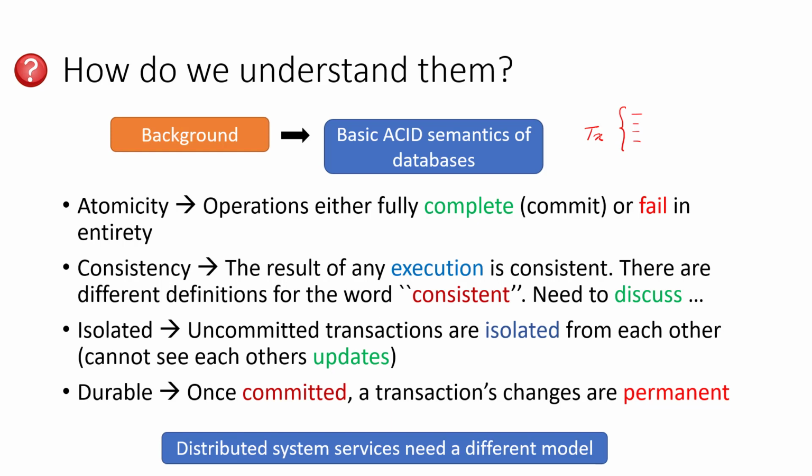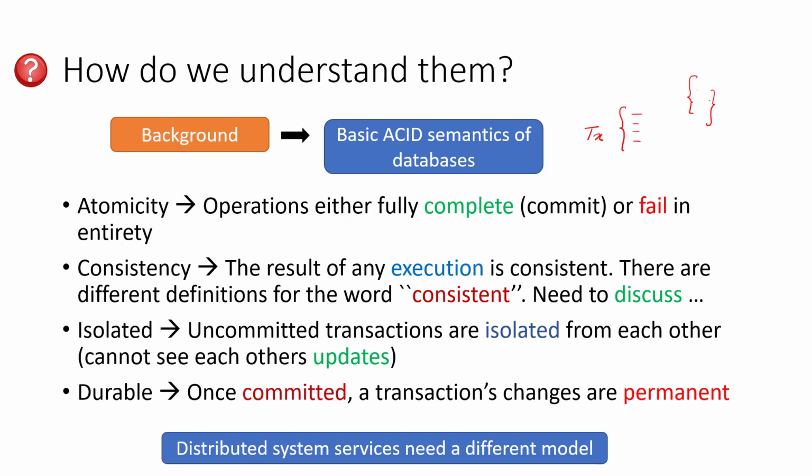The next is consistency. As I have discussed, consistency means the result of an execution is consistent with specifications. Of course, the specifications may themselves vary, but there are still some commonalities across different specifications which we will discuss. Isolated means it appears that transactions which are not committed are isolated from each other. If two bunches of database transactions are happening at the same time, they happen in isolation, which means one cannot see the updates made by the other.